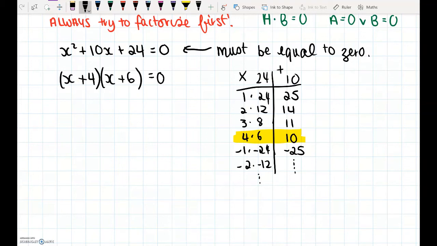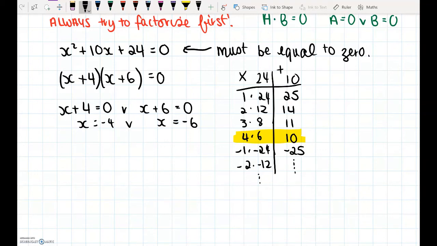Okay? Now, we know that we now have an a times b equals 0 situation. So, x plus 4 equals 0, or x plus 6 equals 0. X is equal to minus 4, or x is equal to minus 6. Okay, so this is what happens when we factorize first. Okay, it takes 3 or 4 lines of work, that's it. Okay, it's quite straightforward, it's quite easy.